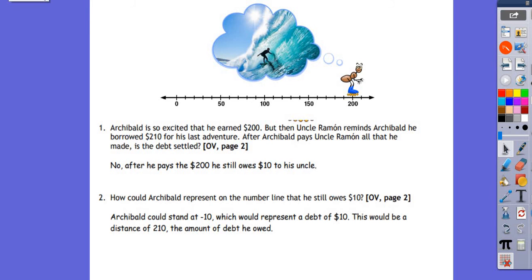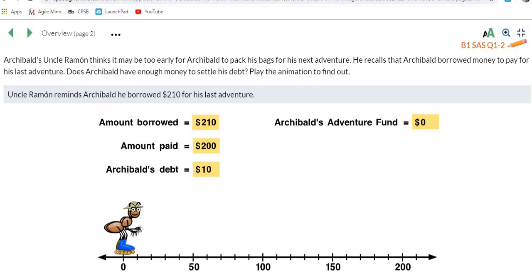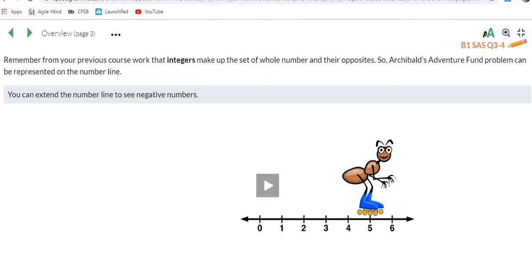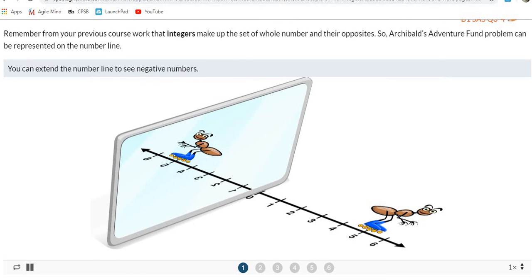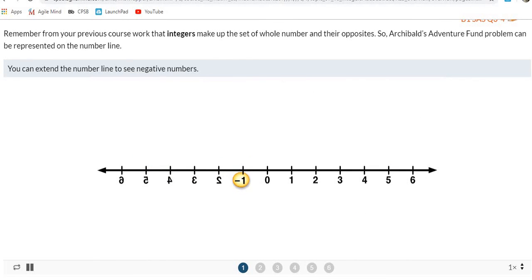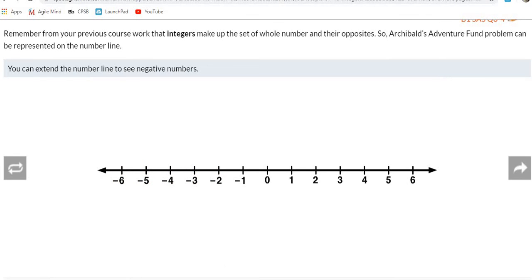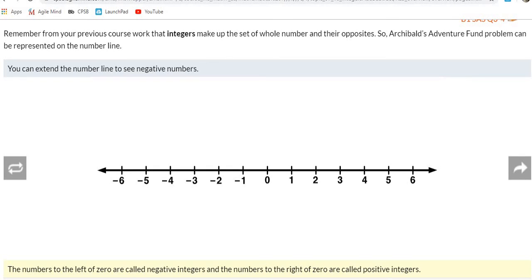All right, so let's go over what we've learned about numbers so far in 6th grade. In 6th grade, we looked at positive numbers on the number line, and we looked at 0. Then to look at negative numbers, it's kind of like getting a mirror, taking the reflection, and I have my negative numbers.